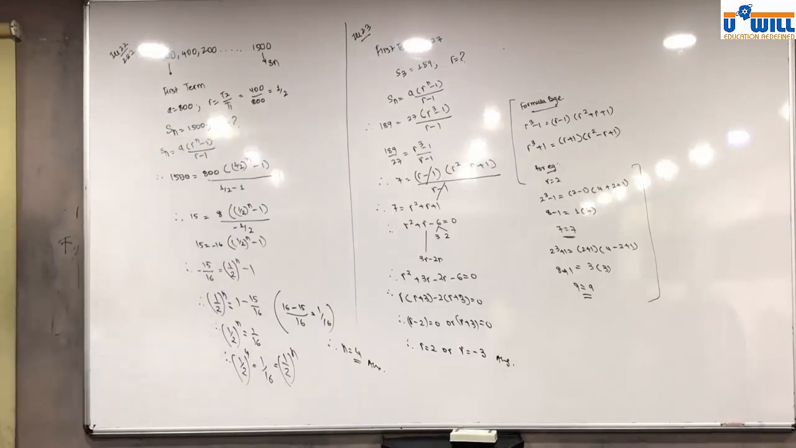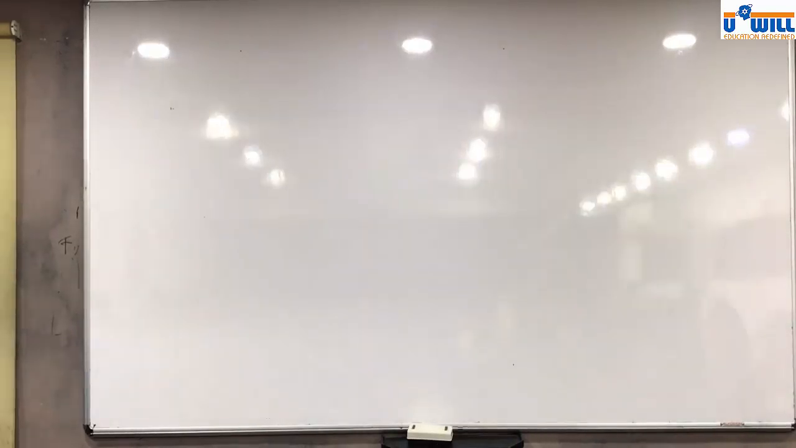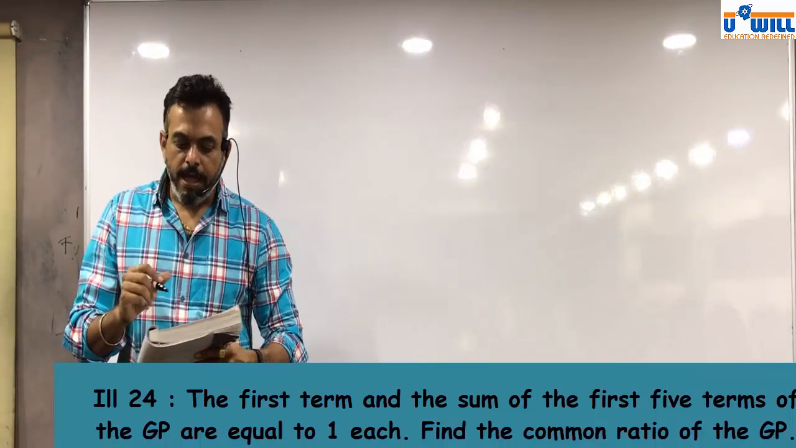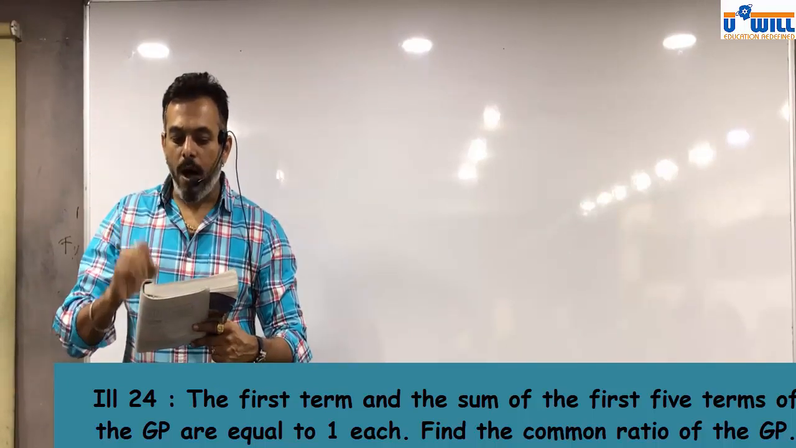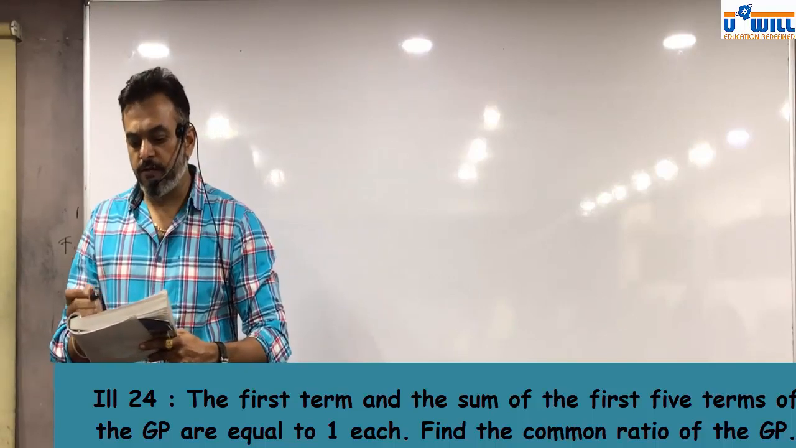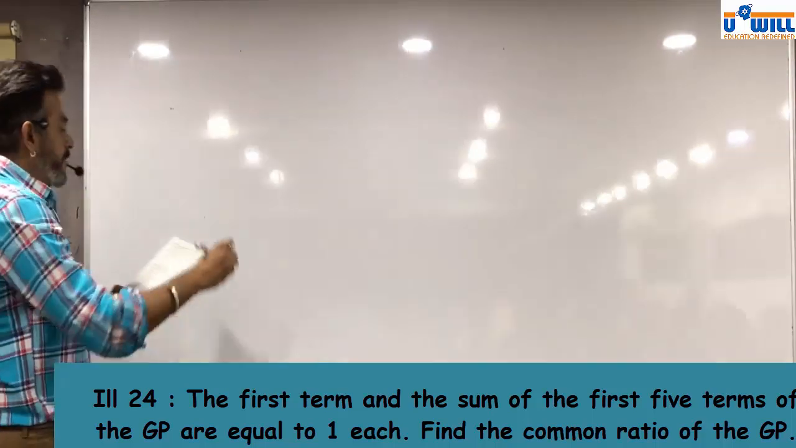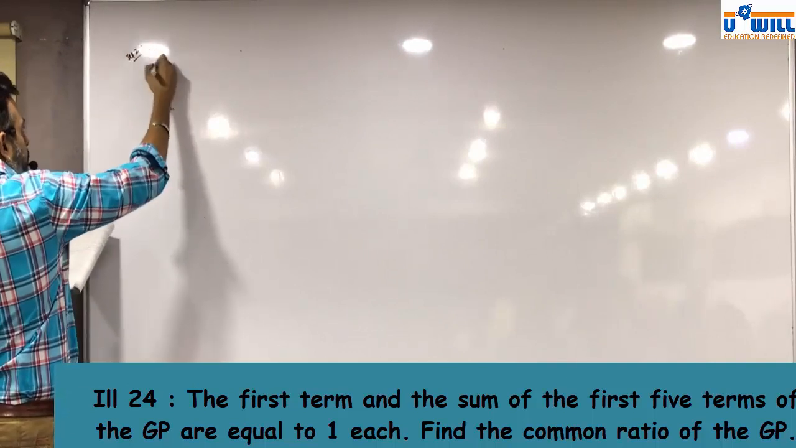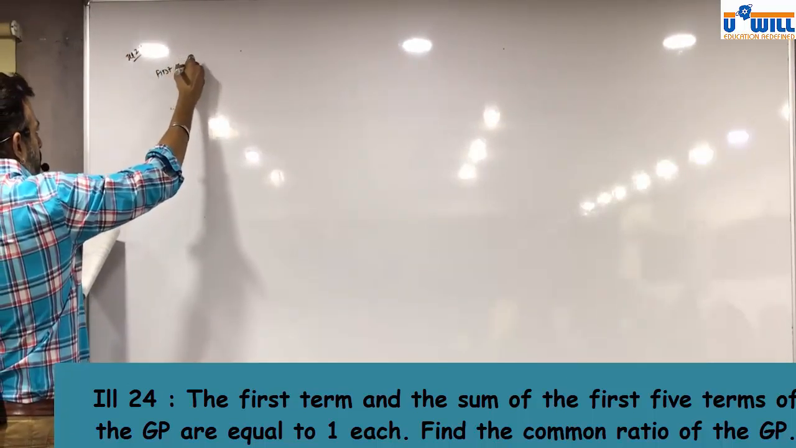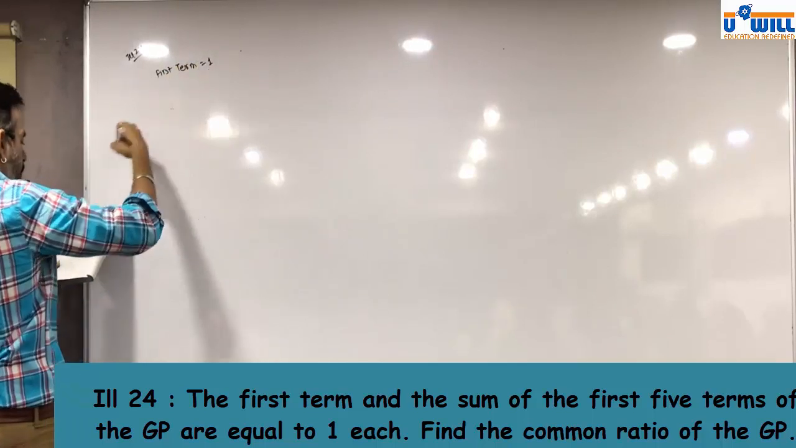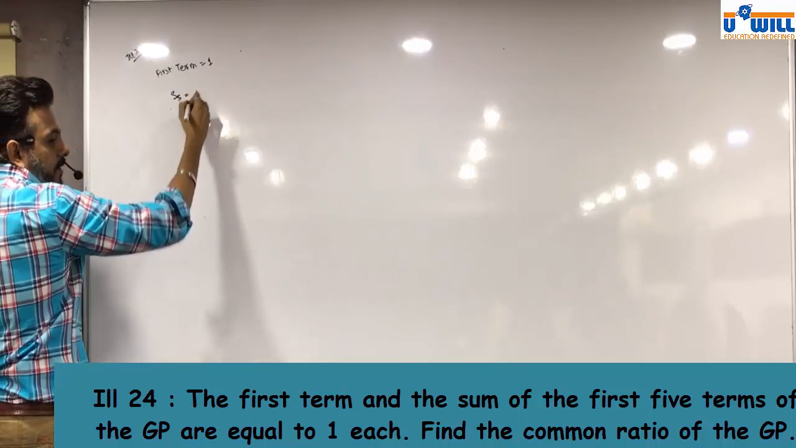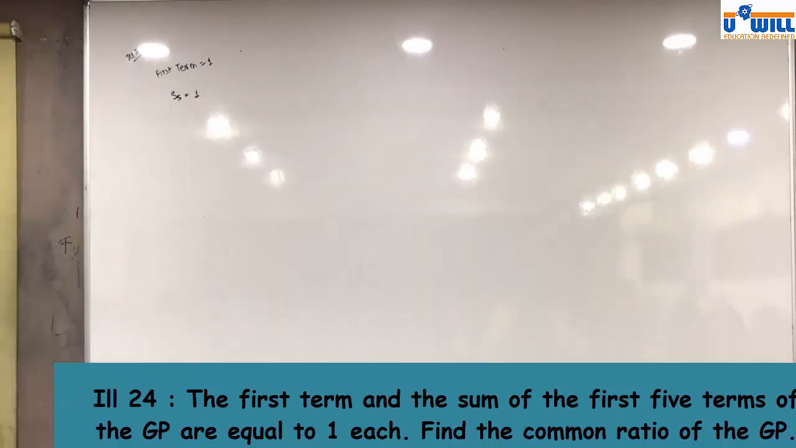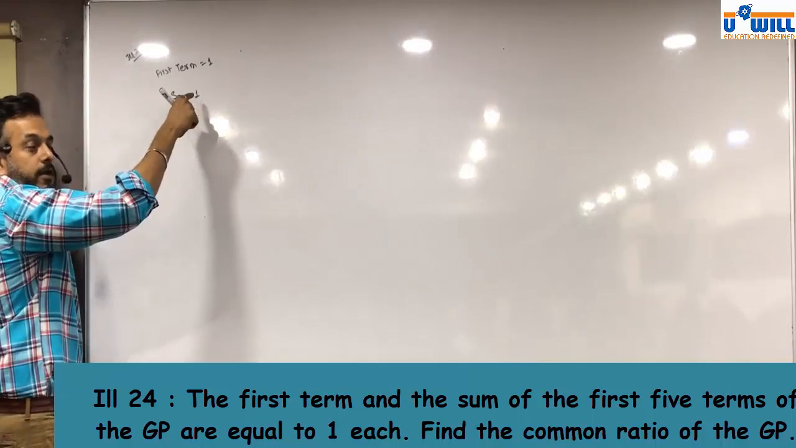Answer. Illustration 24: the first term and the sum of first 5 terms of a GP are equal to 1 each. Find the common ratio of the GP. Now, pay attention. First term is equal to 1 and the sum of first 5 terms, so S5, is also equal to 1.